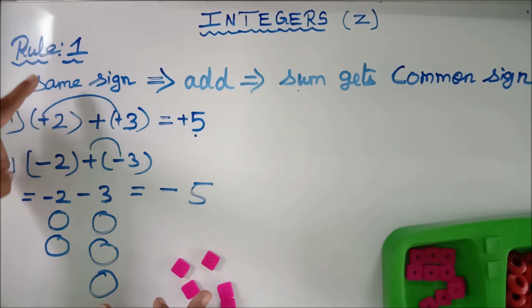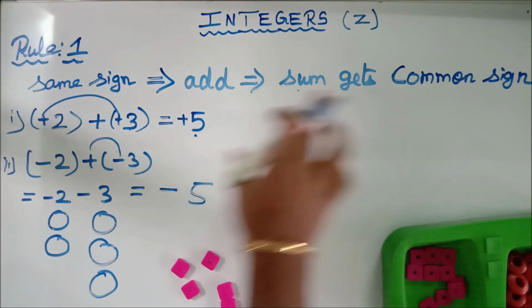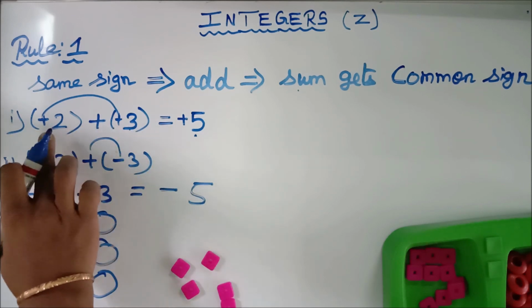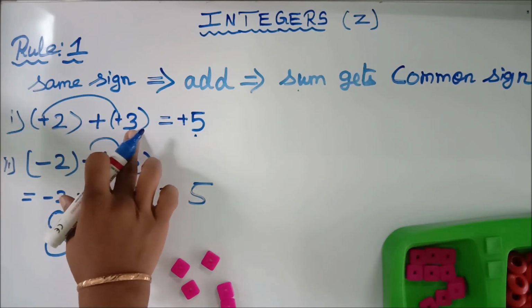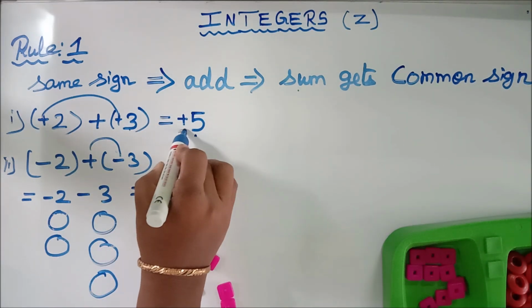Rule 1: same symbol means add, and the sum gets the common sign. See here, the given two integers have the same sign. Plus 2, plus 3. You are having 2 coins. You are having 3 coins. So totally you are having 5 coins. So here you have the symbol plus.